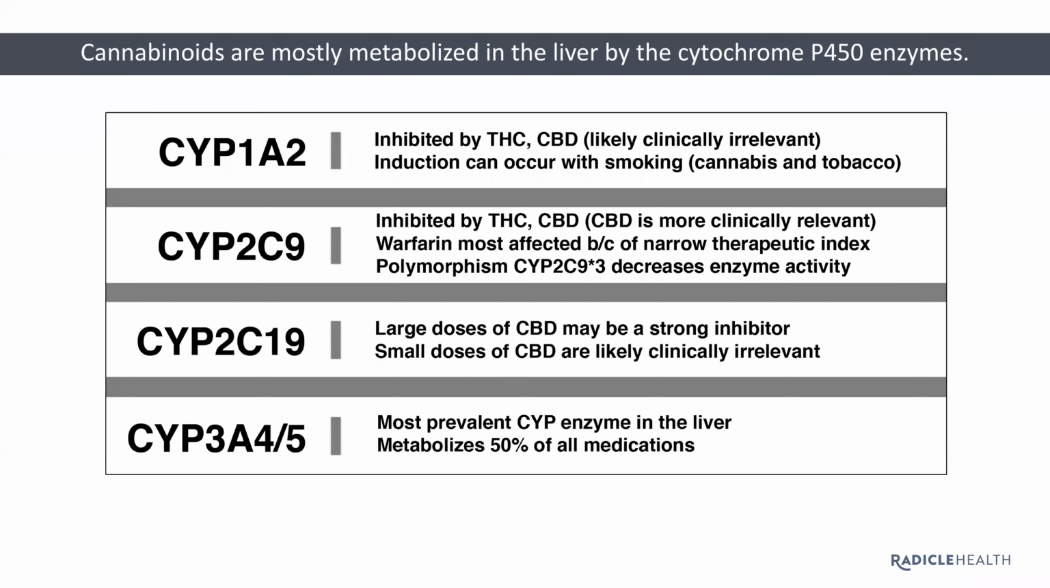With 2C19, large doses of CBD may be a strong inhibitor, so you may see actual levels of other medications go up. Small doses of CBD are likely to be clinically irrelevant. When we're looking at dosages, often where I see some drug-to-drug interactions is around 50 milligrams of CBD a day or higher. I think other cannabis clinicians would agree with that as a dose where it starts to become clinically relevant. 3A4/5 is where about 50 to 60% of all medications are metabolized, and it's the most prevalent CYP enzyme in the liver.